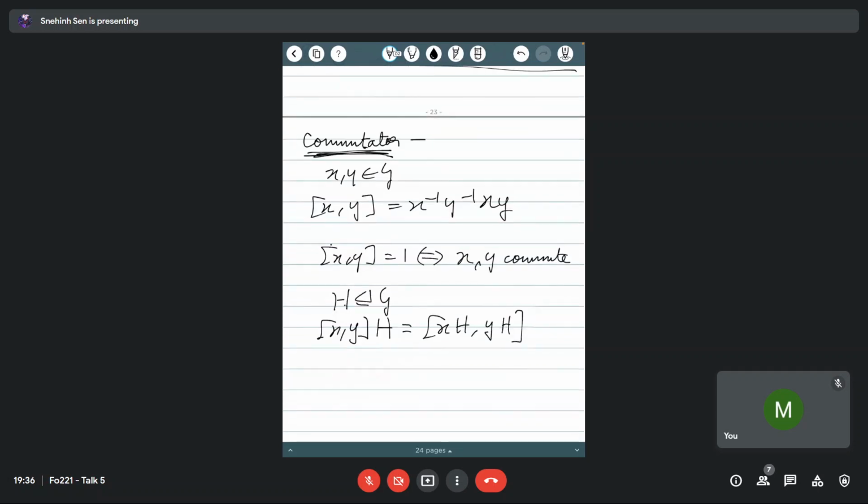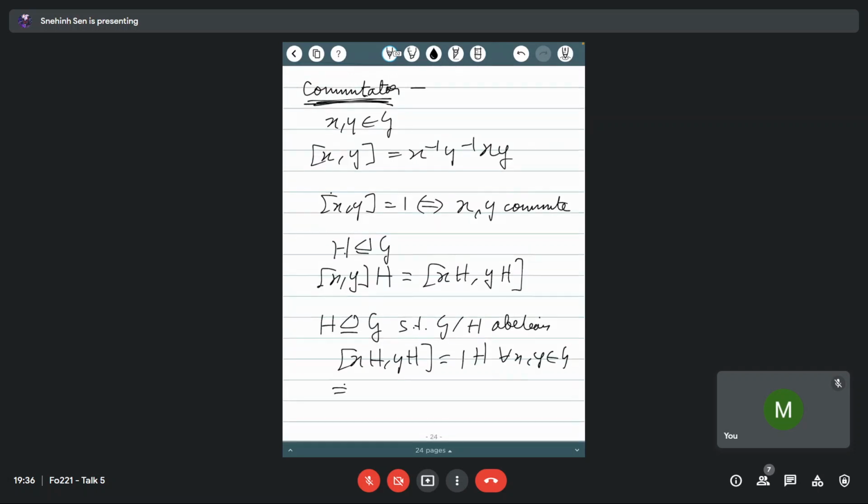So suppose there is an h, a normal subgroup of G, such that G mod h is abelian. That would imply xh, yh is equal to 1h for all x comma y belonging to G. That is, xh, yh belongs to G mod h. But that implies xy, h is equal to 1h.